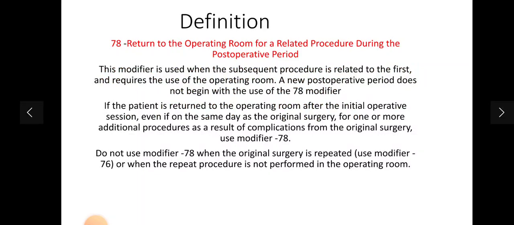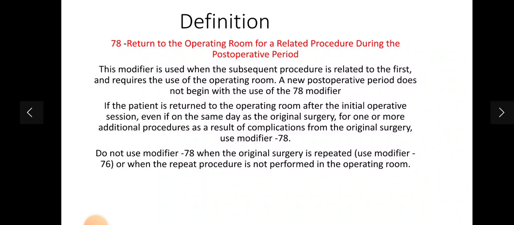So first let us check out the difference between these modifiers. First, you should know the definition of 78 modifier, that is return to the operating room for a related procedure during the post-operative period. So this modifier is used when a subsequent procedure is related to the first and requires the use of the operating room. A new post-operative period does not begin with the use of a 78 modifier. So this subsequent procedure which is happening within the global period, that is 10 days or 90 days, should be related to the first procedure. Then only we can use 78 modifier.